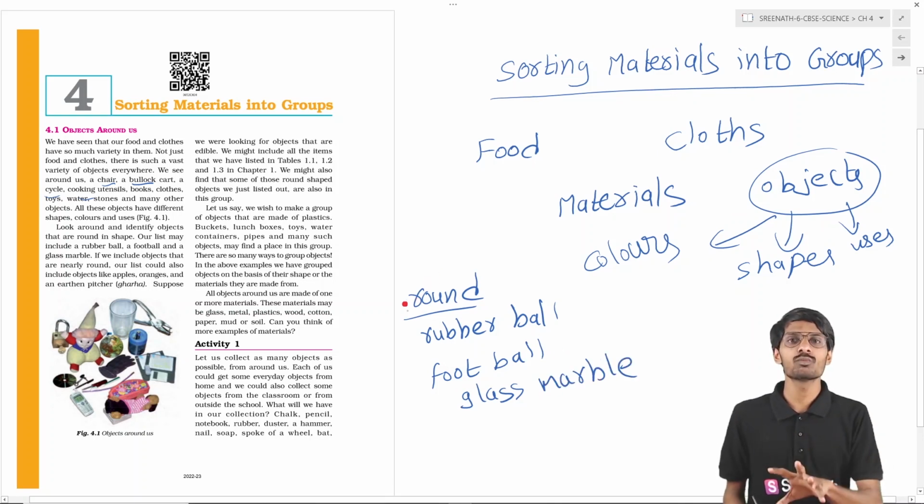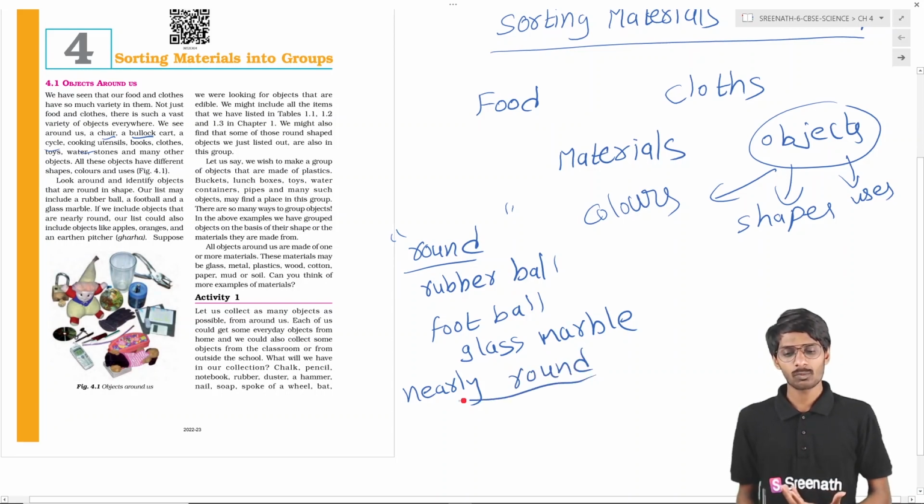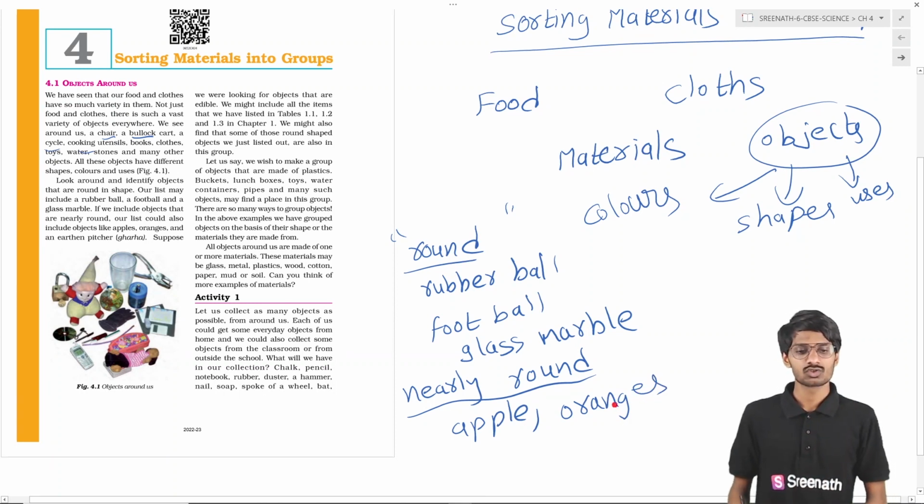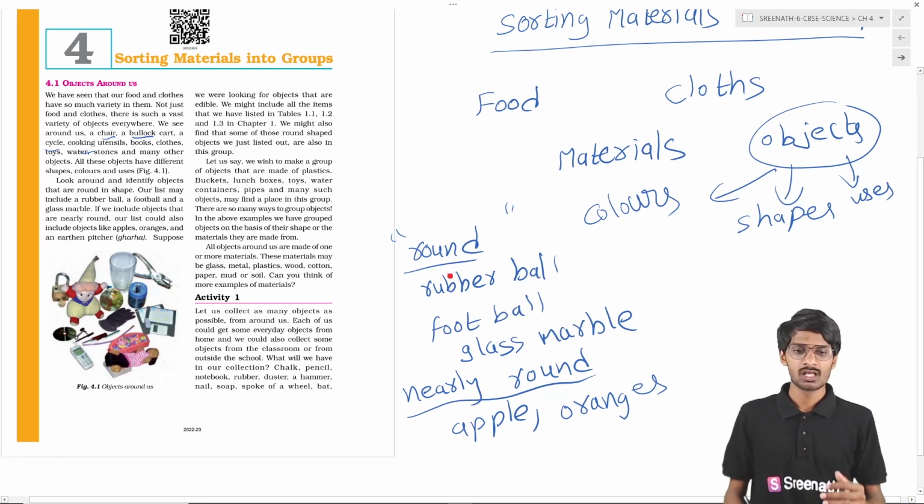So we can group objects based on the shape. So this is one thing. And if you include nearly round objects, what is that? That is apple, oranges, all those are also having nearly round shape. These are the fruits now. So in this way we can group objects based on some condition, based on some color, or based on some shape. So if you move further, we will move further.